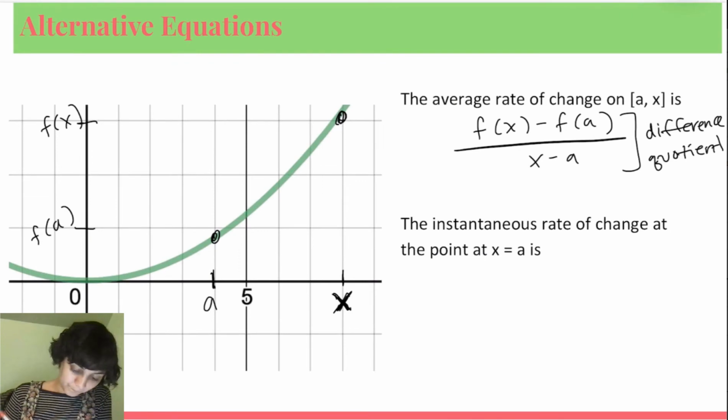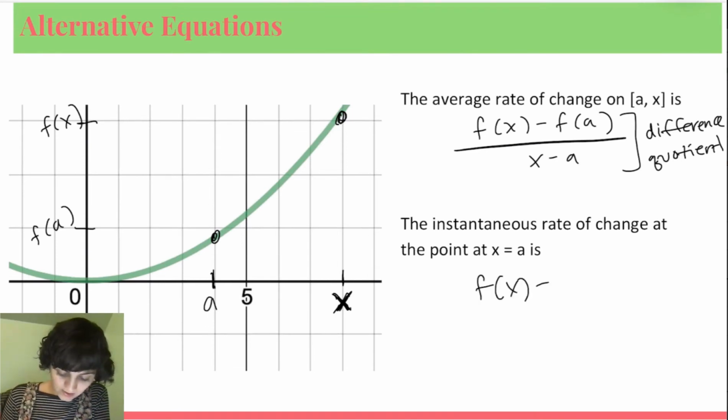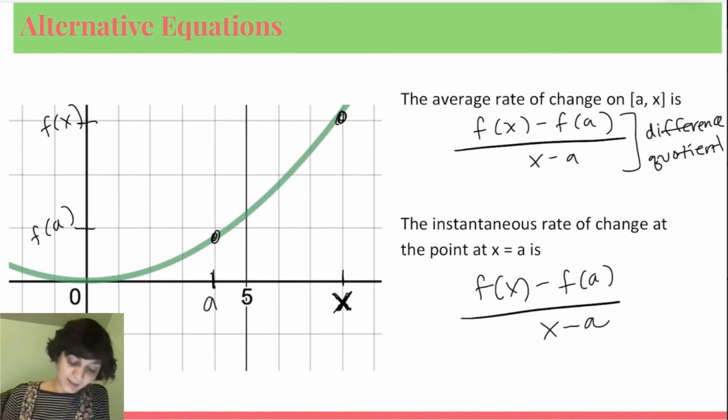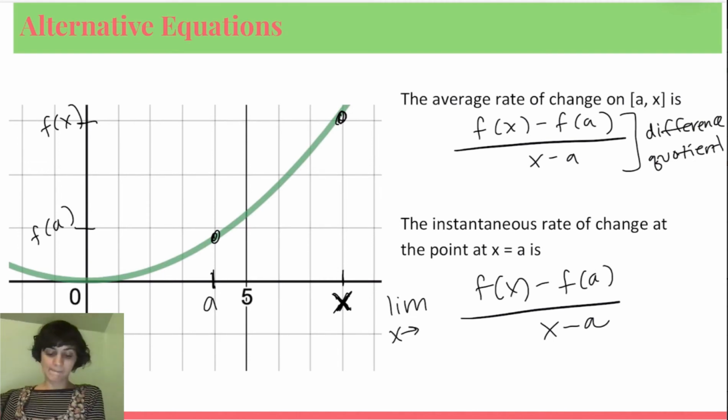And so, to find the instantaneous rate of change at the point x equals a, I would use my difference quotient, so using my same average rate of change. But now I'm thinking about the limit as a and x get closer together. So the limit as x approaches a. So either of these definitions work. Both are limit definitions of the derivative, you can decide which one you like better.